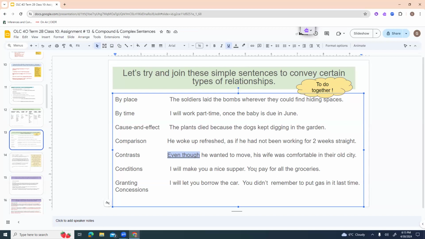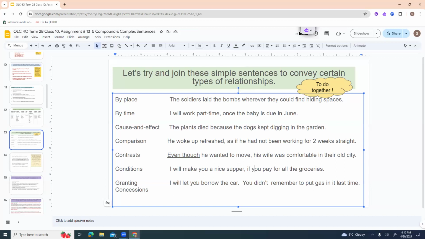I will make you a nice supper. You pay for all the groceries. So conditions. On what condition will I make you a nice supper? If you pay for all the groceries. I had a friend I used to do that with. She didn't like to cook, but she would happily pay me to buy the groceries and cook for her.